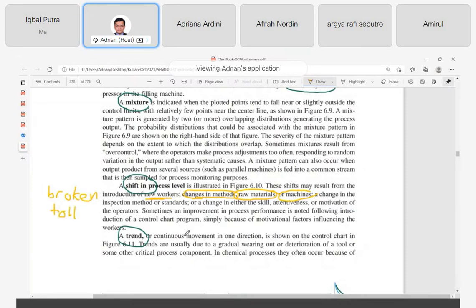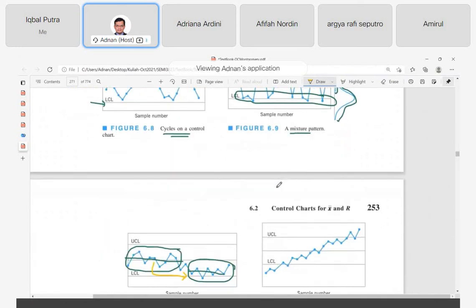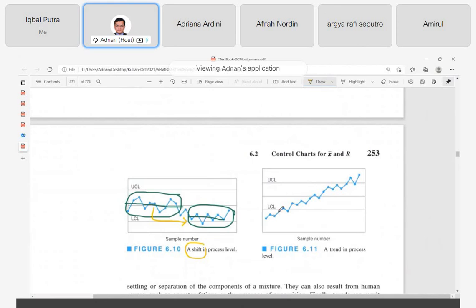What happened to the trend? The trend is easily described when there is gradual wearing out. Deterioration. The tooling deteriorates. Slowly deteriorates, wear happens, slowly deteriorates. So the diameter that we produce gets bigger and bigger and bigger. So a trend like this. Sometimes the trend can also go down. The trend is moving down.